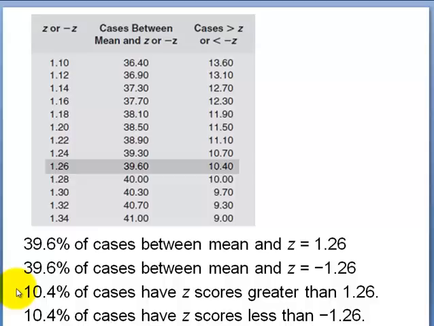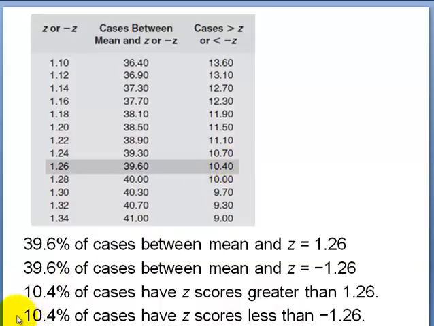Now, the third and the fourth questions from the prior slide were asking about percentages of cases that differed from the mean by more than did given z-scores. And those percentages are in this third column. So what percentage of cases in a normal distribution have z-scores greater than 1.26? And the answer is 10.4%.